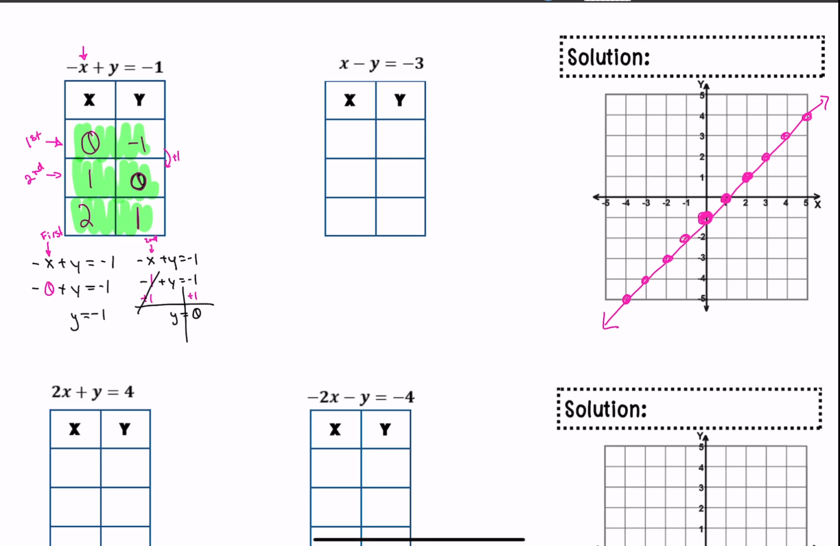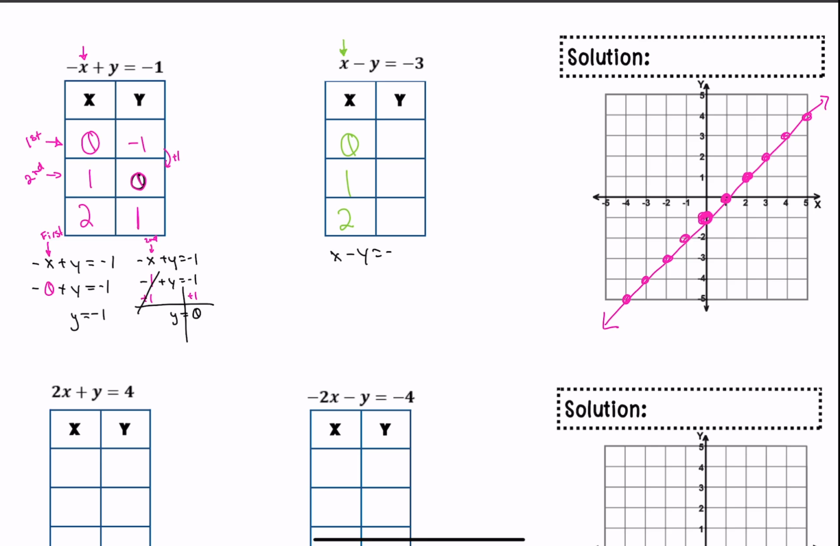Okay? I'm going to erase these highlights. Now, let's look at the next guy. So the next guy, we're going to use 0, 1, 2 again. We're going to use the equation, but we're going to replace x this time again.